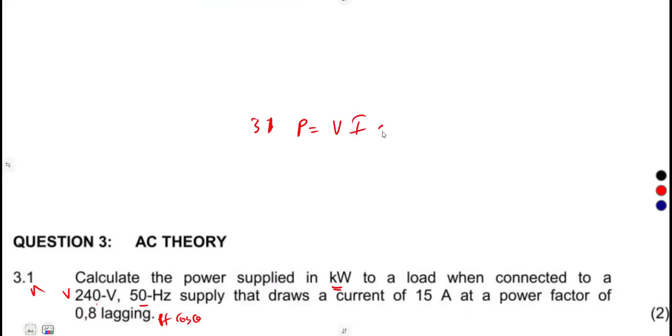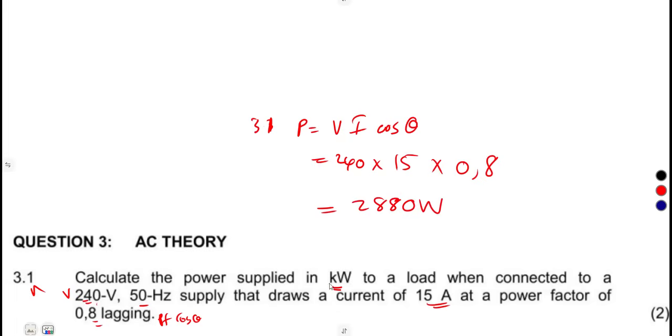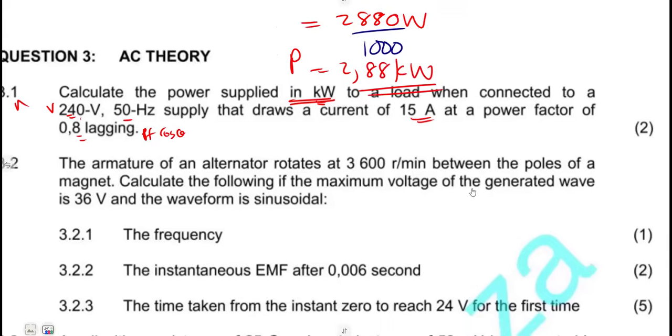So voltage times current times the power factor, that's direct as it is. So 240, our current 15 amperes, times the power factor 0.8. That's 2,880 watts. They said in kilowatts, so follow the instruction and divide by 1,000 to convert to kilowatts. That gives us 2.880 kilowatts. So that's our true power. This is the true power that you're calculating.